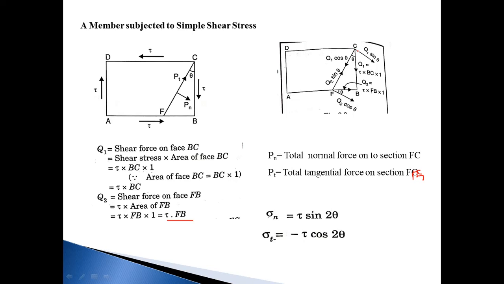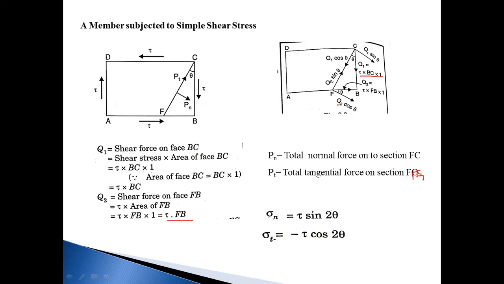So the perpendicular component is Q sine theta. Q1 is tau into BC into 1. With respect to this FC, the Q1 angle is theta. So it becomes Q1 sine theta, and the horizontal component is Q1 cos theta.